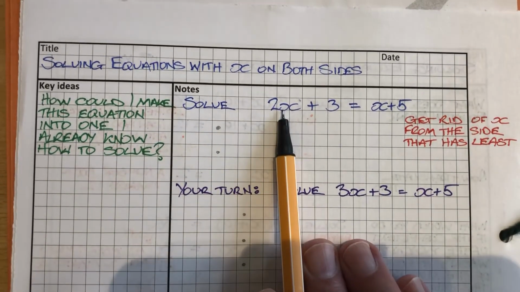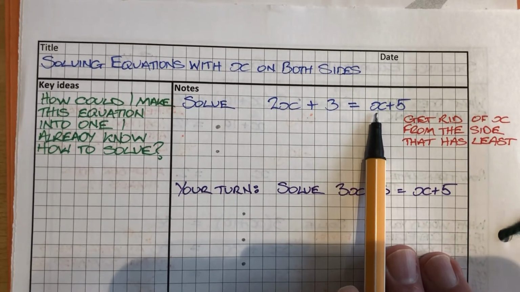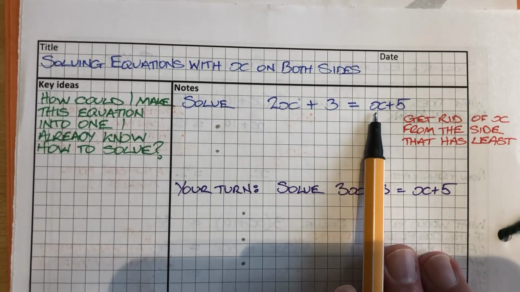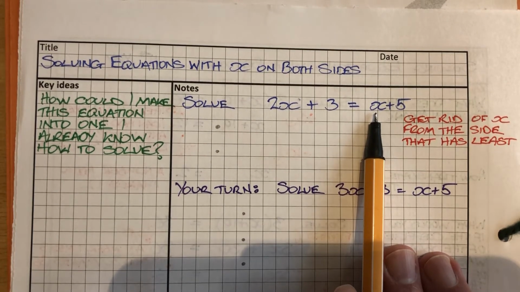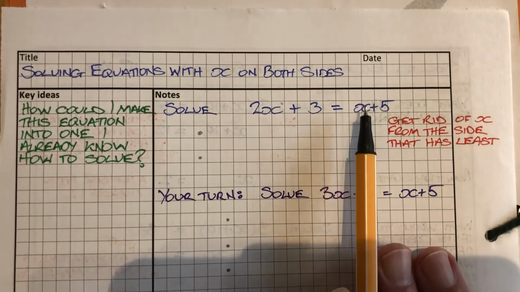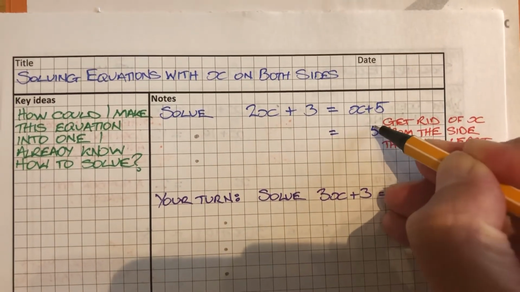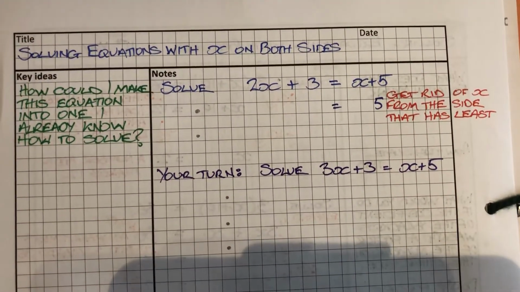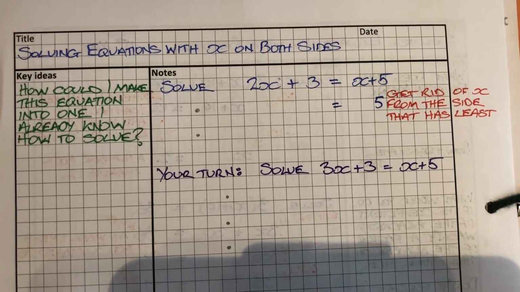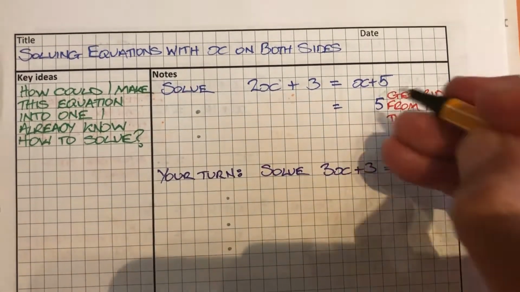Here I've got 2x, here it just says x, and we know that means 1x. So I'm going to get rid of the x's from the side that's got the least to start with. This has got 1x, this has got 2x. 1x is less than 2x. I'm going to get rid of these. It's gone, look. Make the change that you want to see happen. So x has gone from here.